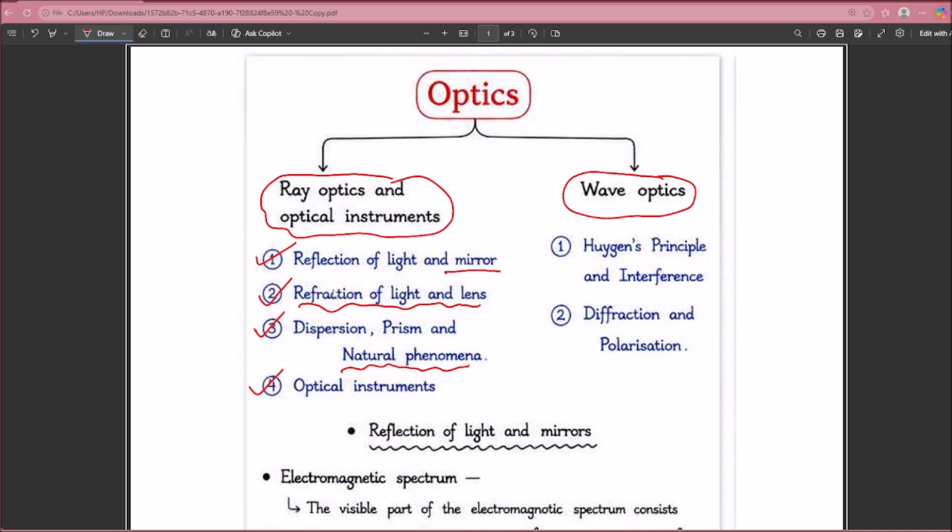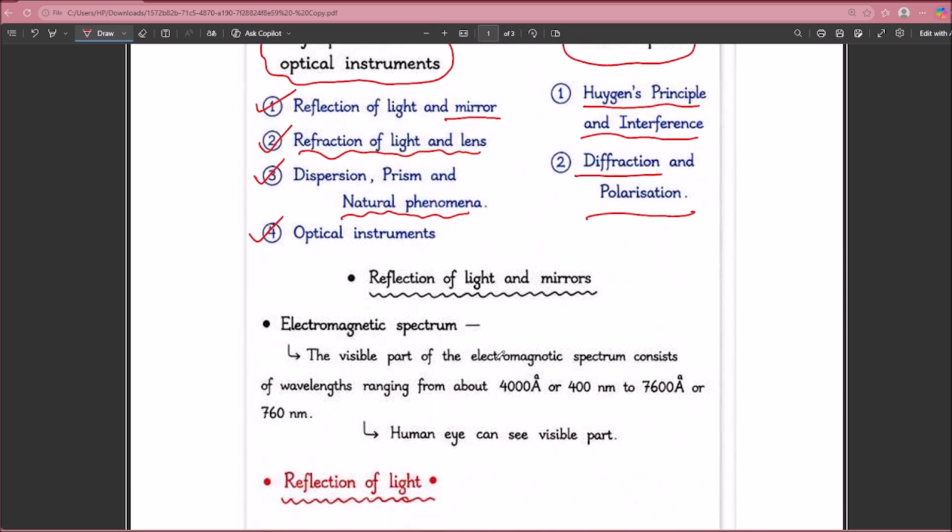So the ray optics divides in four parts, that is the reflection of light, refraction of light, dispersion of prism and natural phenomena, and optical instruments. While in the wave optics, we will start with the Huygens principle, and then interference of light, Young's double slit experiment, diffraction, and the polarization we will discuss in this wave optics. So we will start ray optics with reflection of light and mirrors.